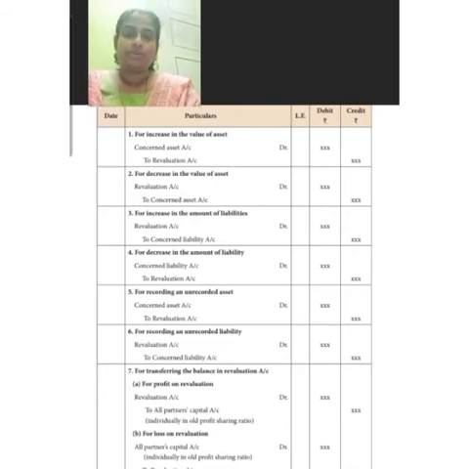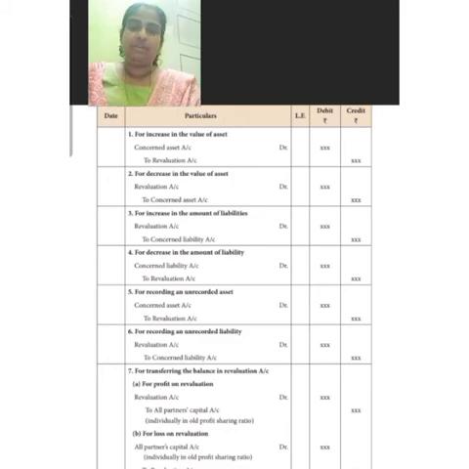The next step, we want to write the journal entry for recording decrease in the amount of liability. The journal entry will be liabilities account debtor to revaluation account. Then after entering this entry, the next entry for recording unrecorded asset. The entry will be concerned asset account debtor to revaluation account. Then next we want to write the journal entry for recording unrecorded liability. The journal entry will be revaluation account debtor to concerned liability account.